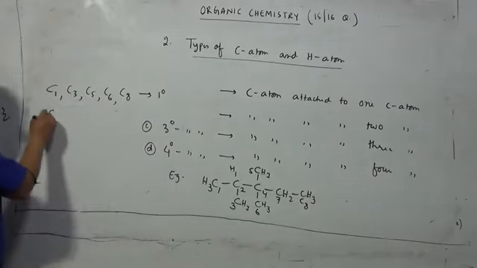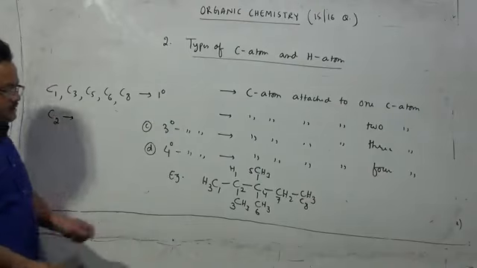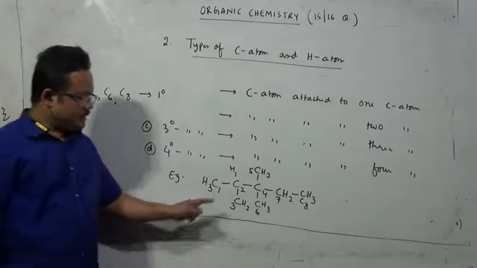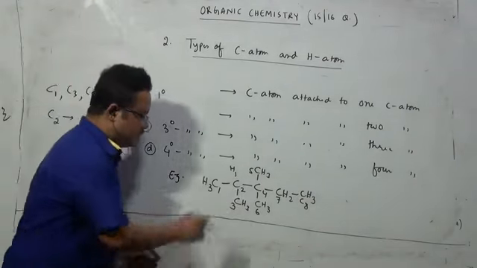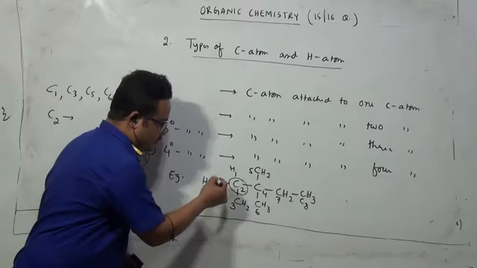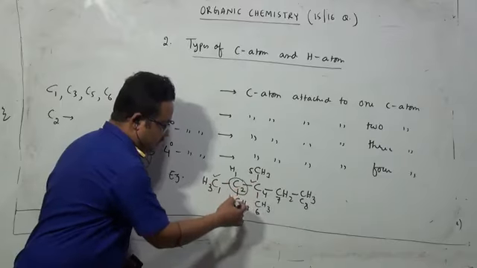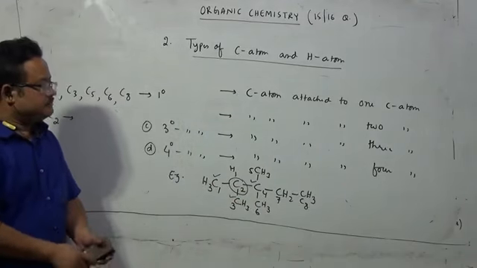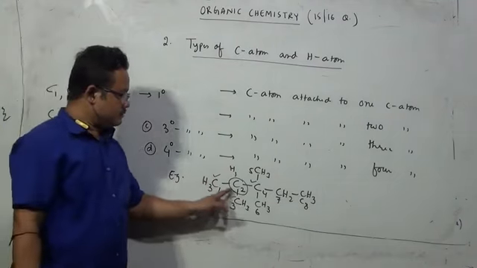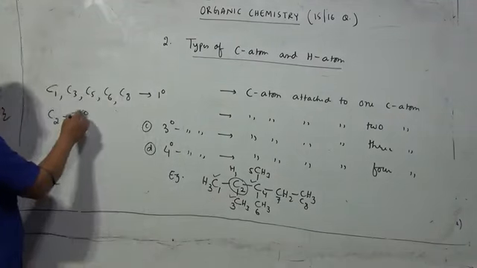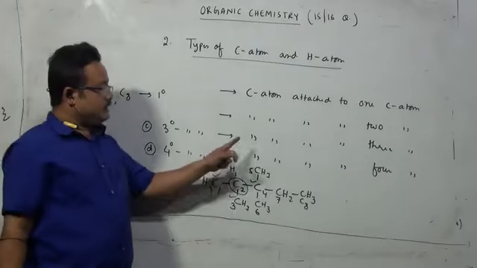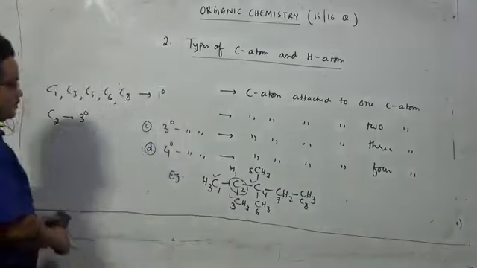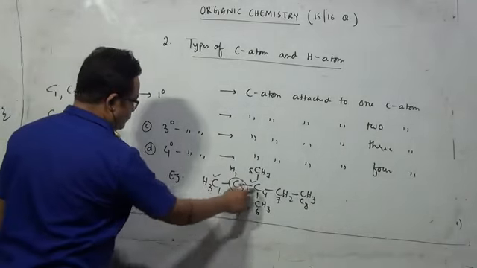Carbon number 2. What is the type of carbon number 2? It is directly attached to carbon: 1, 2, and 3. It should be tertiary. A tertiary carbon atom is attached to 3 other carbon atoms. So this should be tertiary carbon.